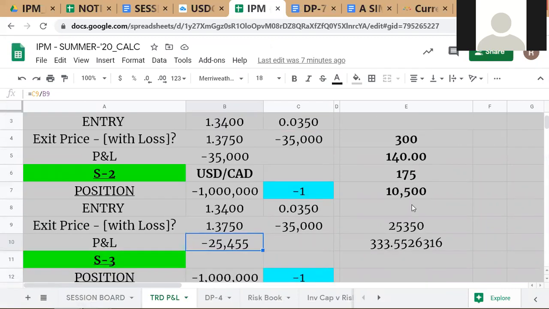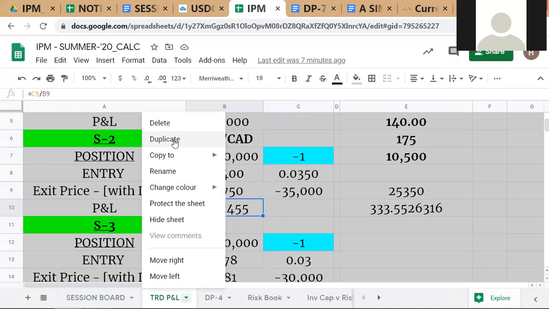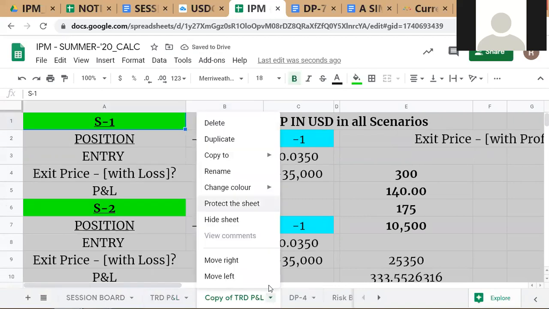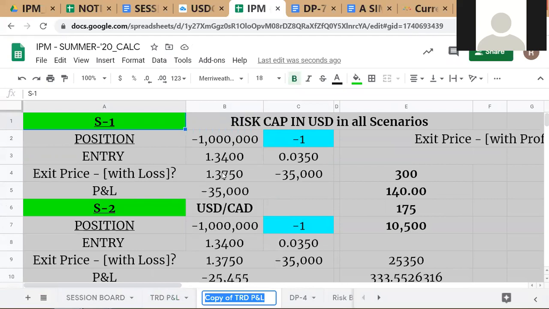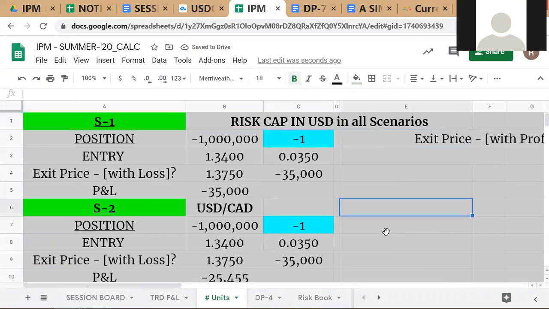We'll just duplicate this here, and in each of these cases, we'll define the position size. Let's call it number of units. Okay, this is our trade P&L sheet, and now we have the number of units sheet. We'll wipe out all this stuff, we don't need it here. So to the right of this, we will calculate the position size.